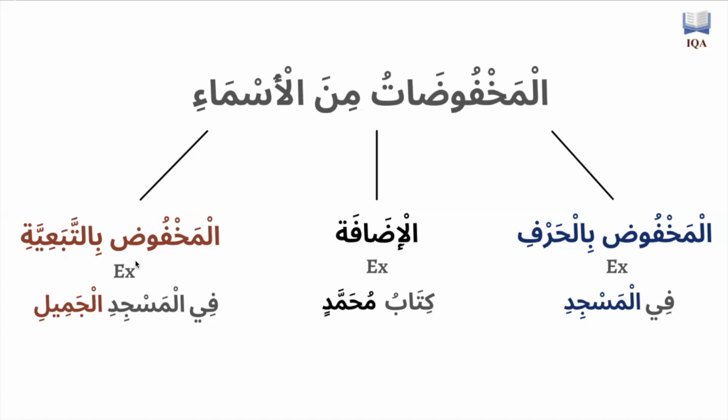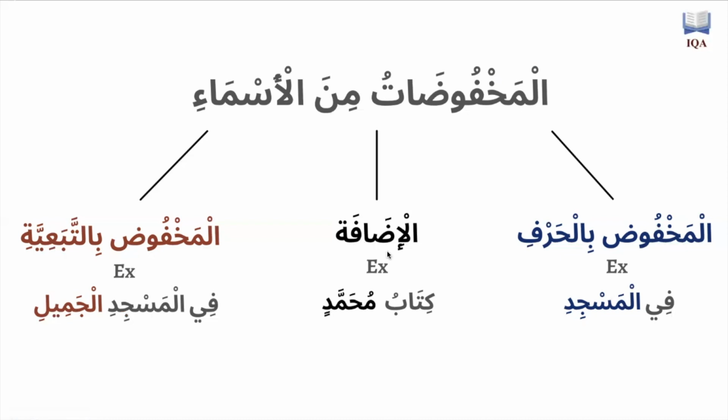Then we have al-makhfud or al-majrur بالتبعية, those nouns that are going to be majrurun or makhfud because they're one of the tawabi': a badal, a na'at, a tawkid, or a ma'atufun alayh. Those four. If one of them comes as a tawabi', and the noun that comes before it is majrurun, it's also going to be majrurun. So فى المسجد الجميل, al-jamili is a tabi', it's a na'at. So it's going to follow the i'rab of the word masjid. Because masjid is majrurun, it's also going to be majrurun.